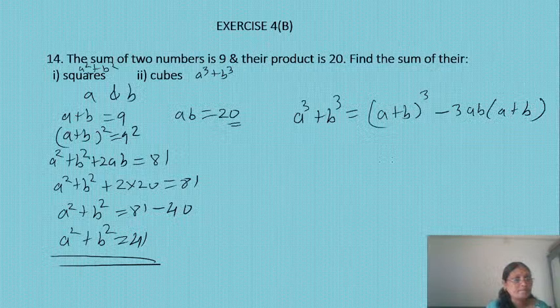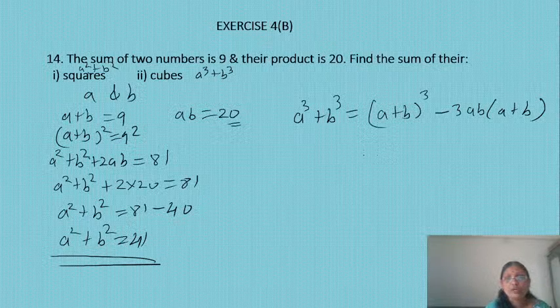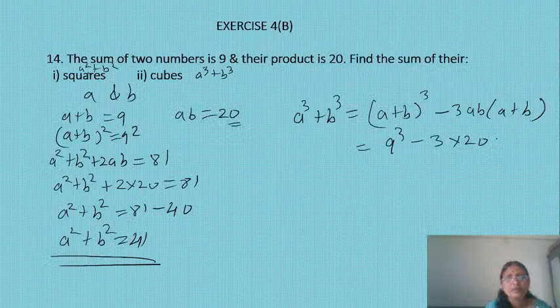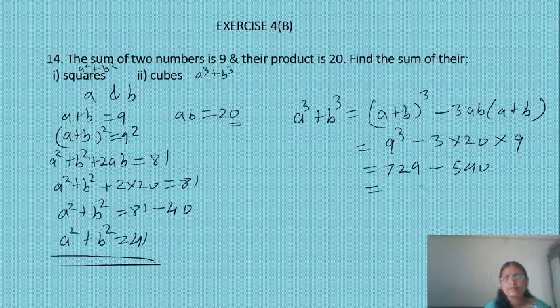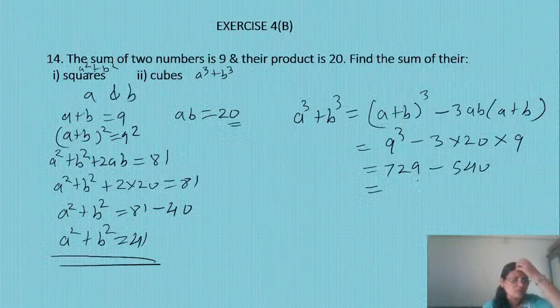Correct? Okay, let us put in the values. The value of a plus b is 9. So 9 cube minus 3ab times a plus b. ab is 20 and a plus b is again 9. So 9 cube is 729 minus 3 times 20 times 9: 3 twos are 6, 6 nines are 540. What is 729 minus 540?